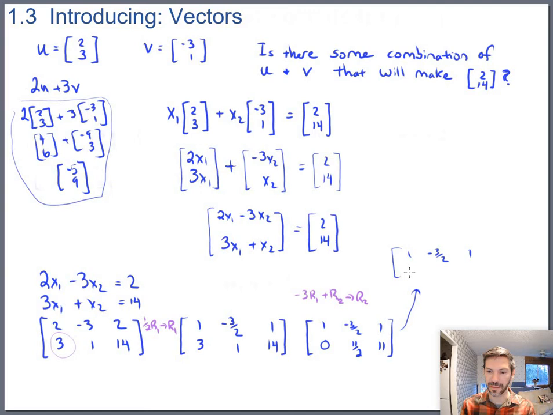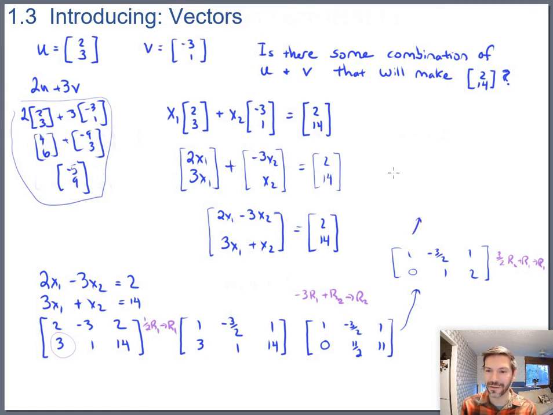So second row times 2/11ths. So 0, 1, 2/11ths. We'll cancel the 11, so just 2. That's kind of nice. And then to finish, we need to put a 0 where the negative 3/2 is. So we just need to do 3/2 of row 2 added to row 1. So 3/2 of row 2 plus row 1 becomes the new row 1. Squeeze it in there.